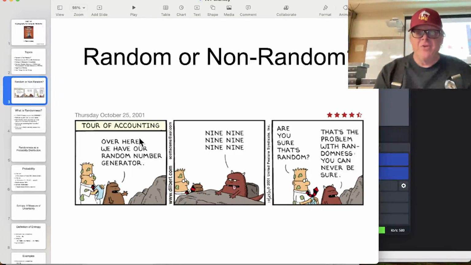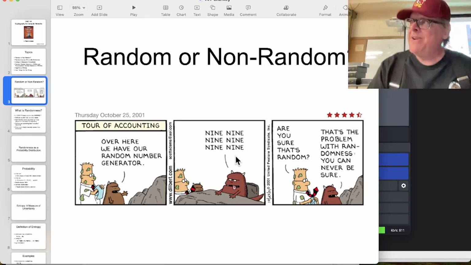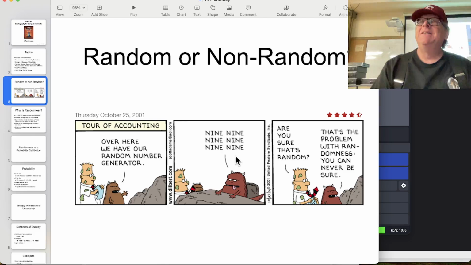So, here's an old Dilbert cartoon about it. A random number generator just gives him 9 six times. And he says, are you sure that's random? And that's a very good question. I mean, that could happen if it was random. You don't know. So how do you tell?